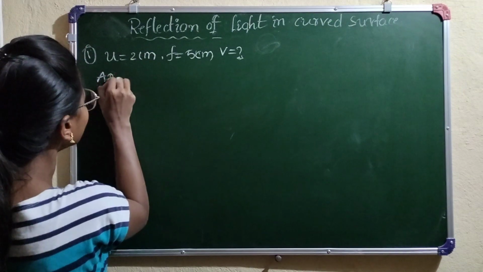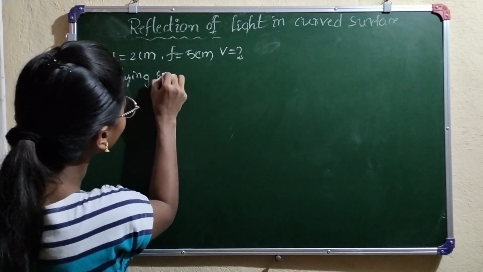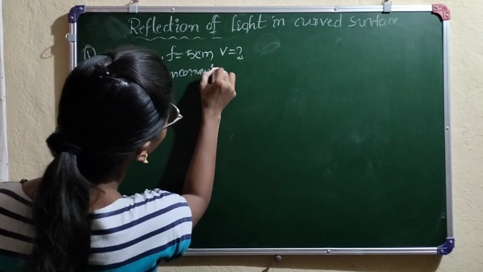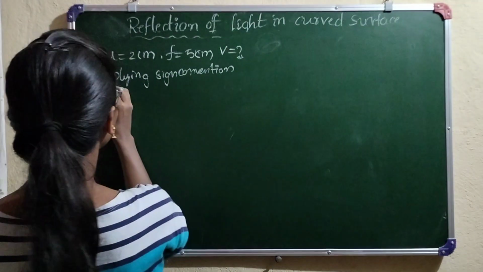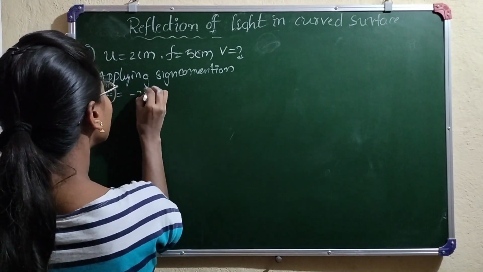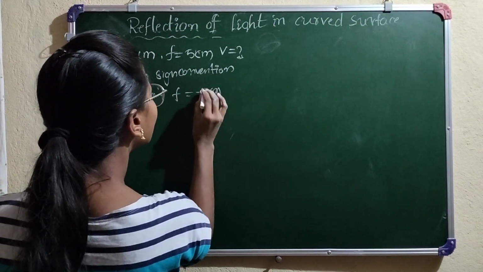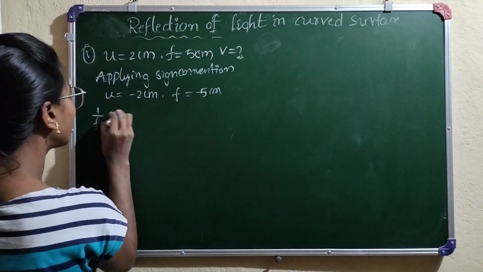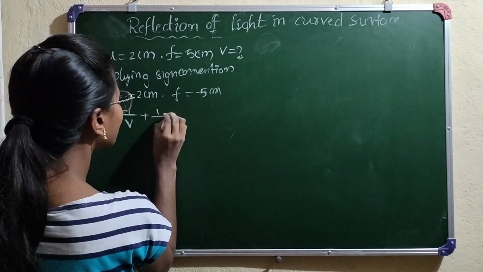Applying sign convention, please write this, don't forget to write it. Many of you forget to apply the sign convention before solving the problem. This is an important one. You should apply the sign convention before solving. u is equal to minus 2 centimeters and f is equal to minus 5 centimeters. Now, using the mirror formula, 1 by f is equal to 1 by u plus 1 by v.